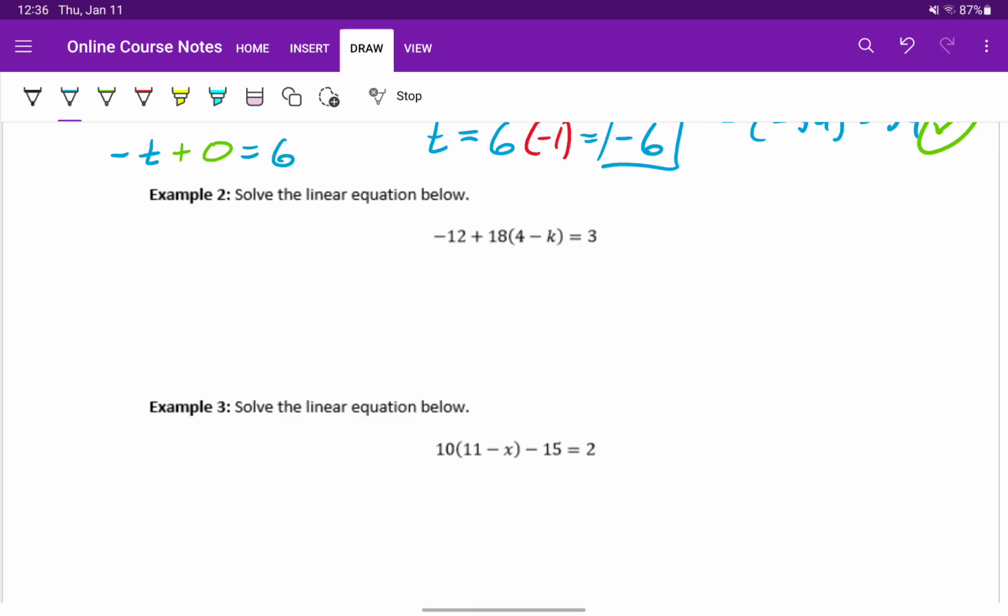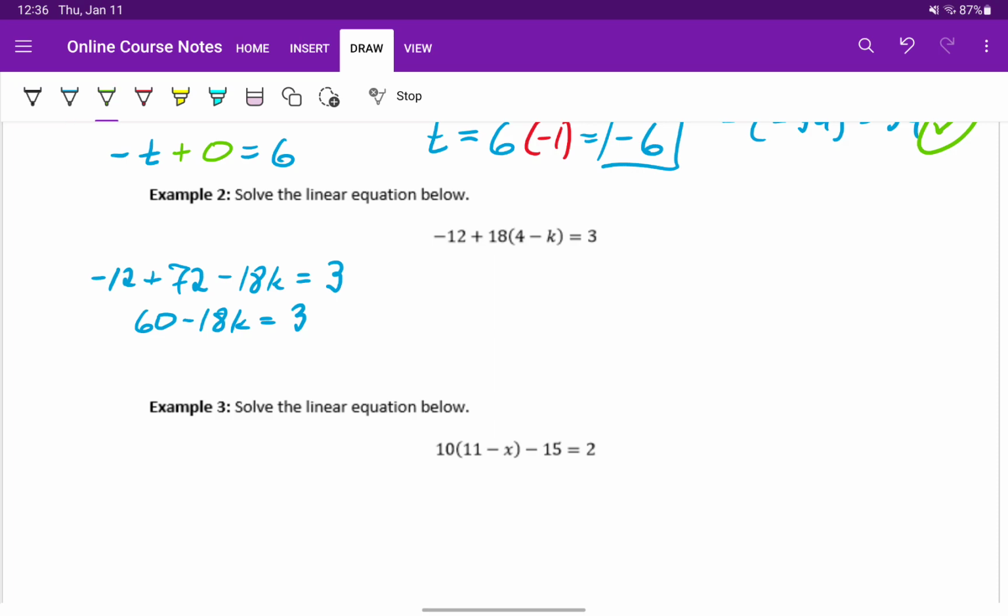In example 2, we start off the same way. We want to simplify as much as possible. That means on the left-hand side, -12 will remain unchanged, but we'll distribute that 18 through to get 18 times 4, or 72, minus 18k. And all of that will be equal to that 3 on the right-hand side, which is already simplified. Combining like terms on the left-hand side will give us 60 minus 18k is equal to 3, and we've finished all of our simplification.